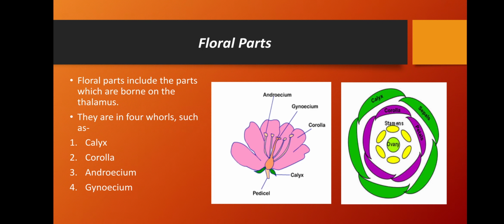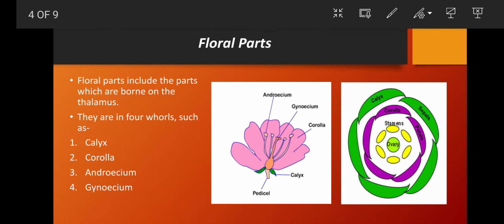Floral parts include the parts which are borne on the thalamus in four whorls. The four whorls are calyx, corolla, androecium and gynoecium. So let's discuss these parts. First is your calyx. Calyx is the outermost whorl of the flower and is formed of many sepals. It protects the inner whorls and also helps in the process of photosynthesis.